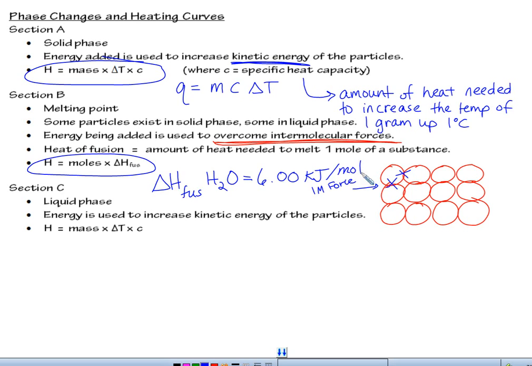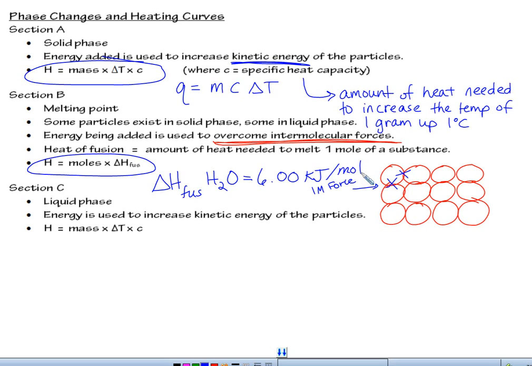What if you have 2 moles of ice? You multiply by the moles that you do have. So that's why they don't really give you this equation, because you can figure this out. If you have more or less than a mole, you just multiply by the amount of moles that you do have. And again, the heat of fusion value is a constant. That would be given to you.